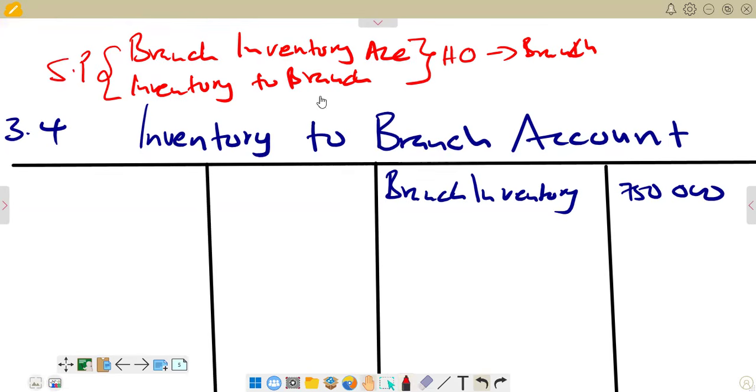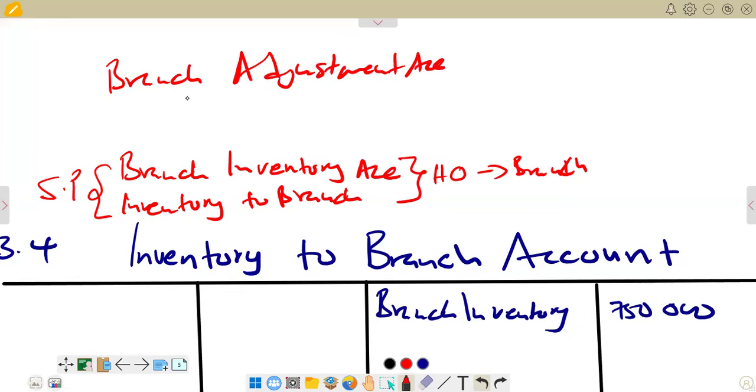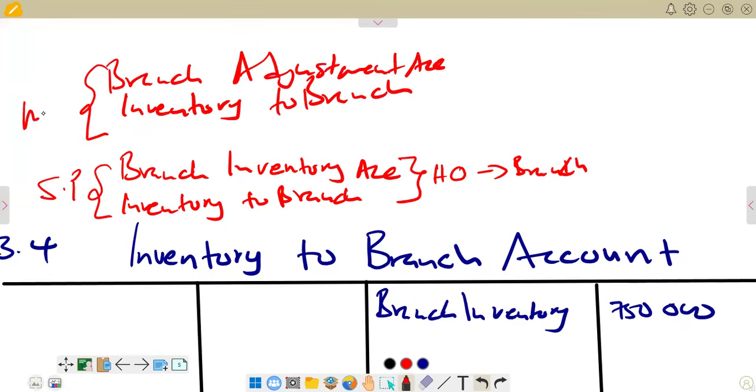Then we also have the branch adjustment account. Any movement of inventory between the head office and the branch is supposed to be entered in these two double entries. Every double entry that has the inventory to branch account and the branch adjustment account will be entered at the markup value.